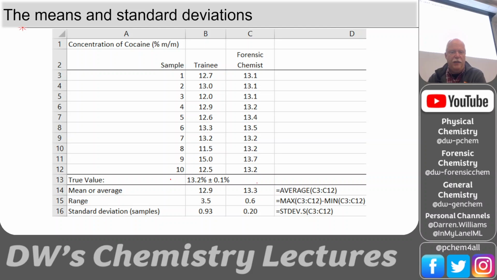Another one is the range. So I've put these formulas in here now. I've done them, C3 and C12 and so on, using the forensic chemist column. But if you wanted to calculate it for the trainee, then it would be column B, right? That makes sense. Notice this range is easily calculated. I don't have to sort the data high to low to find out what the high data point is. I can use the Excel formula max. So I can take the maximum in that group of data and subtract the minimum in that group of data.